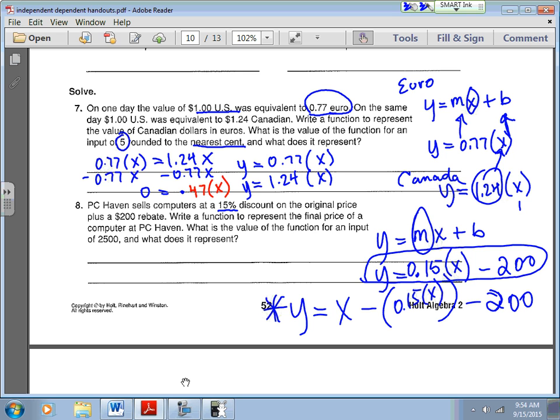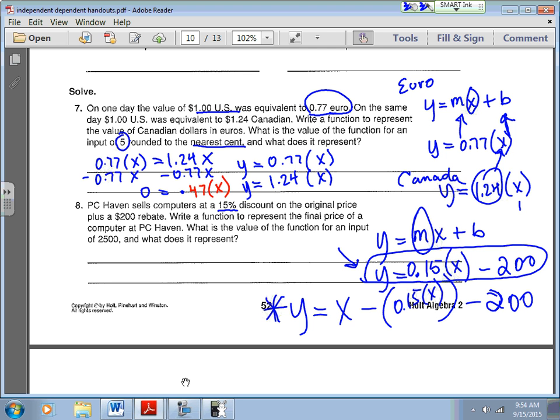Okay? All right. What if the computer costs $2,500? How much are you going to pay? If you use that function right there, this number is just going to give you what your discount is. You still have to do the 2,500 minus all that. But if you use this one right here with the star, it's already input into it. Does that make sense? Both of them are perfectly fine.